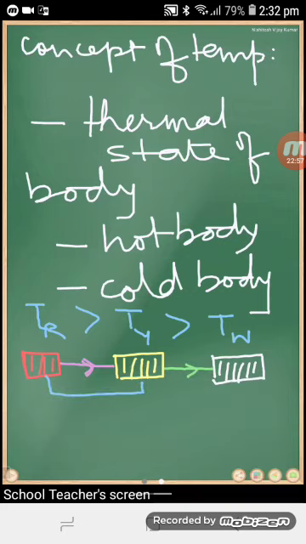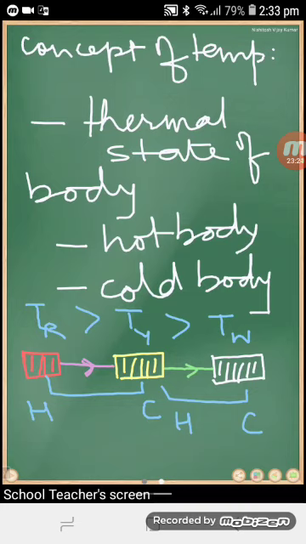in these two cases, the heat flow is from red. So that means this was hot, this was cold or lower temperature. But when we consider these two cases, now this is considered to be cold and this is considered to be hot. So what I mean to say is that the thermal state of a body, that is the temperature of the body, is a relative thing.